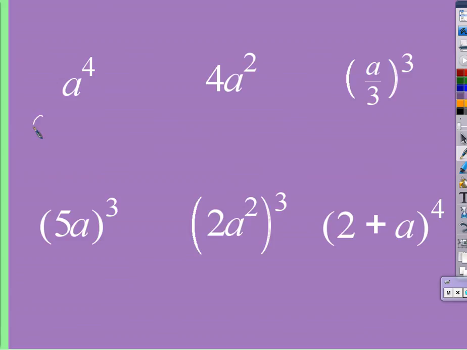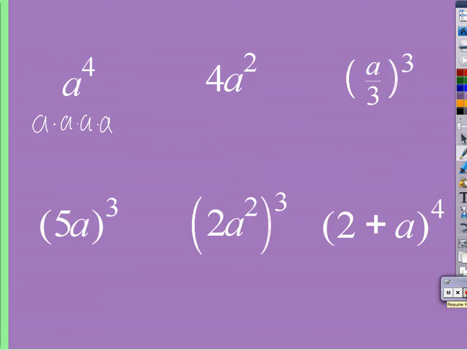So go through here and write things like this the long way. You don't need to factor the numbers. If there are any factorable numbers, you don't need to factor them out. Just show me that you understand what is being communicated as far as exponents. So just expand the exponent.